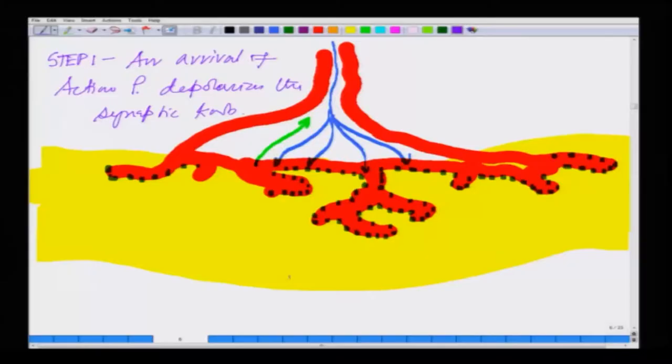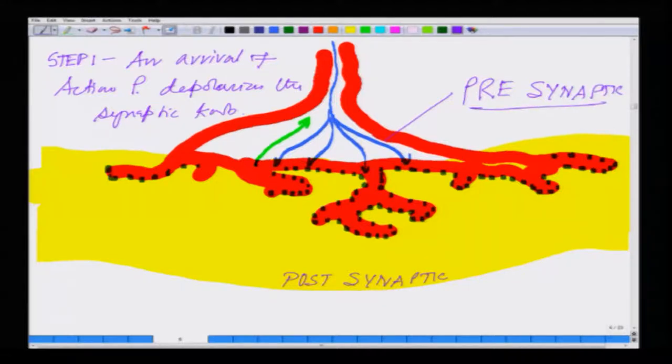So, this is postsynaptic and this is presynaptic. Okay. And these terminals are called synaptic knobs, and this small physical gap is called the nerve muscle synapse.